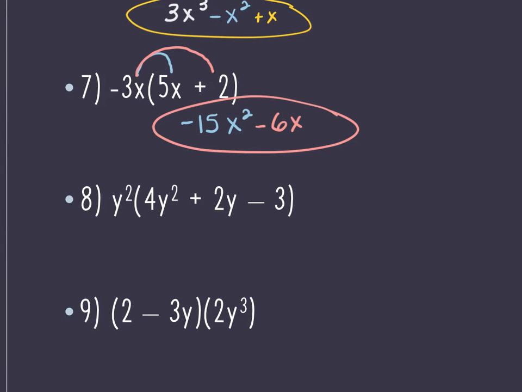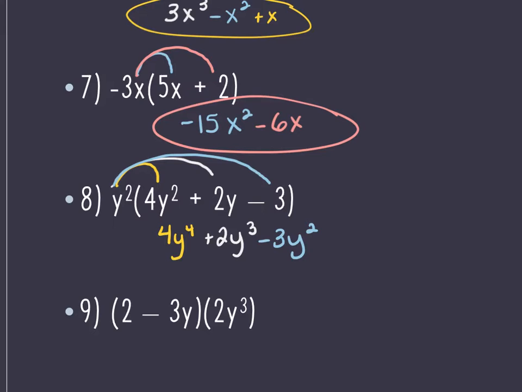Eight. I just have 3 terms this time. Same process. y squared times 4y squared becomes 4y to the 4th. y squared times positive 2y becomes positive 2y to the 3rd. And y squared times negative 3 becomes minus 3y squared. No like terms, so it stays how it is.